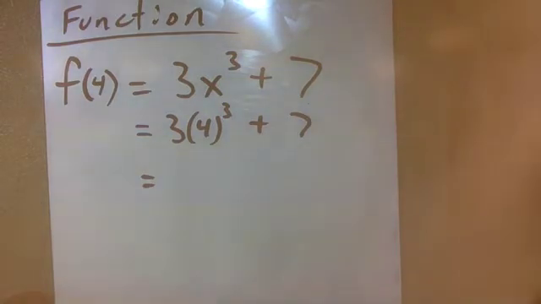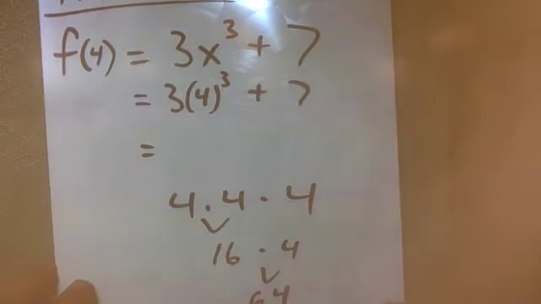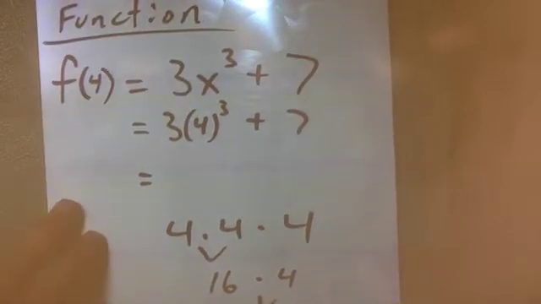4 to the third power is not 12. It's not 4 times 3. Don't you dare tell me 4 to the third power is 12. It's 3 4s in a row. It's 4 times 4 times 4. 4 times 4 is 16. 16 times 4 is 64. So 4 to the third power is 64.